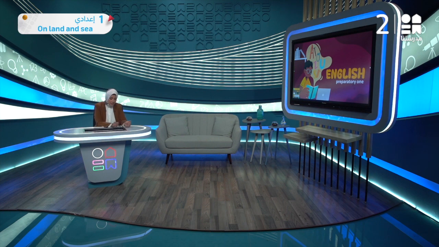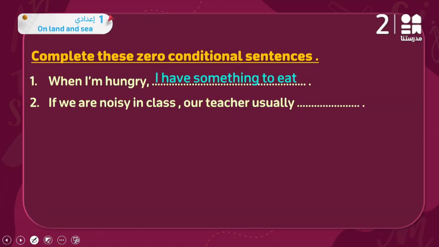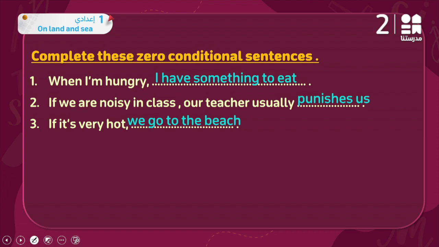Complete this zero conditional sentence. ها. When I am hungry لما بكون جعان of course I have something to eat. بيبقى عندي حاجة أكلها. I am، عندي am في present simple و I have في present simple. If we are noisy in class our teacher usually، when we are making noise لما بنعمل دوشة، our teacher usually punishes us بيعاقبنا. طيب if it's very hot لو الجو حر جدا we go to the beach. الريزلت الطبيعية ان احنا we can go to the beach.